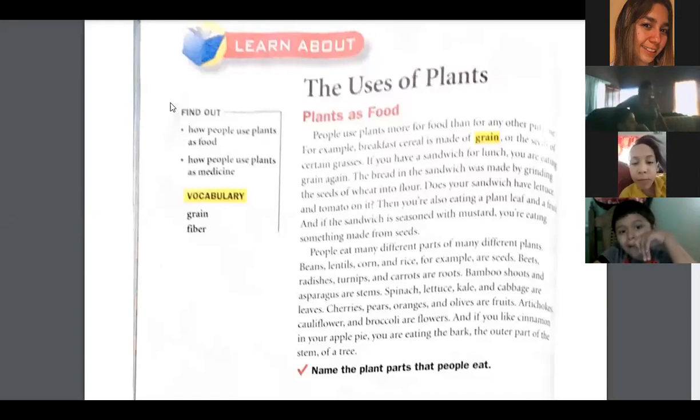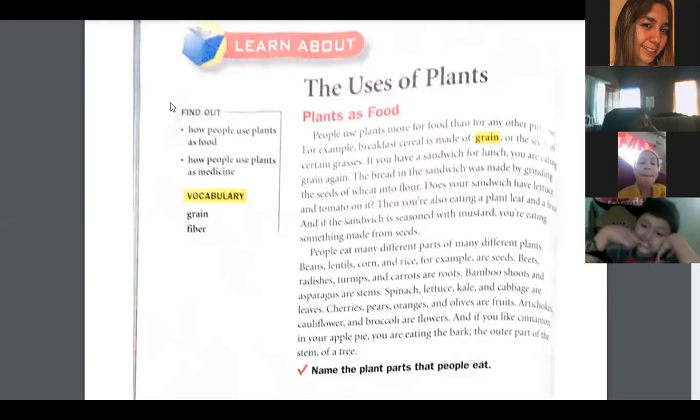Those are flowers, right? So if you like, for example, the cinnamon, la canela, in your apple pie, you are eating the bark, the outer part of the stem of a tree. Do you know the cinnamon, la canela, is the outside part of the tree? So those are many plants that we eat, right? I didn't know this, guys.